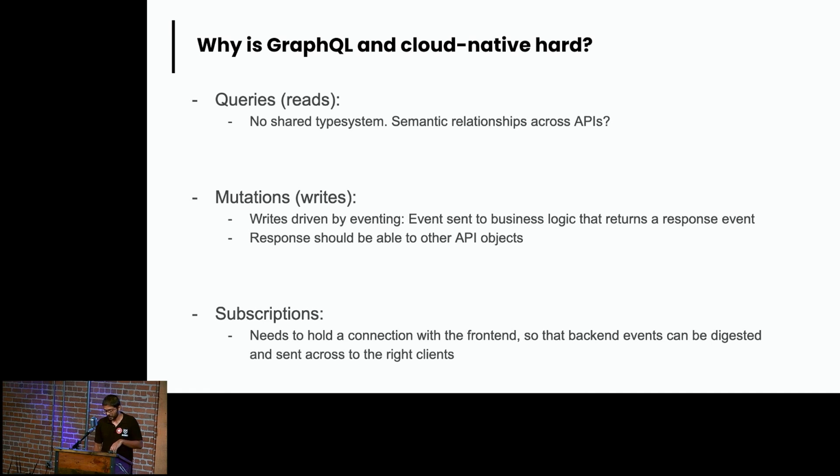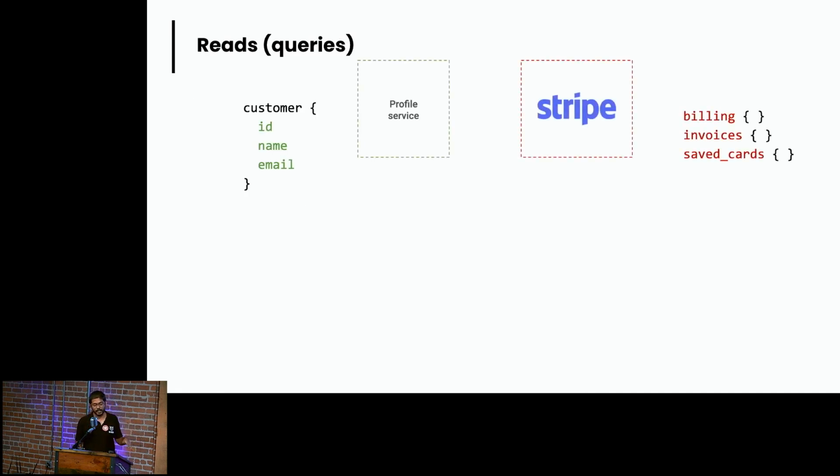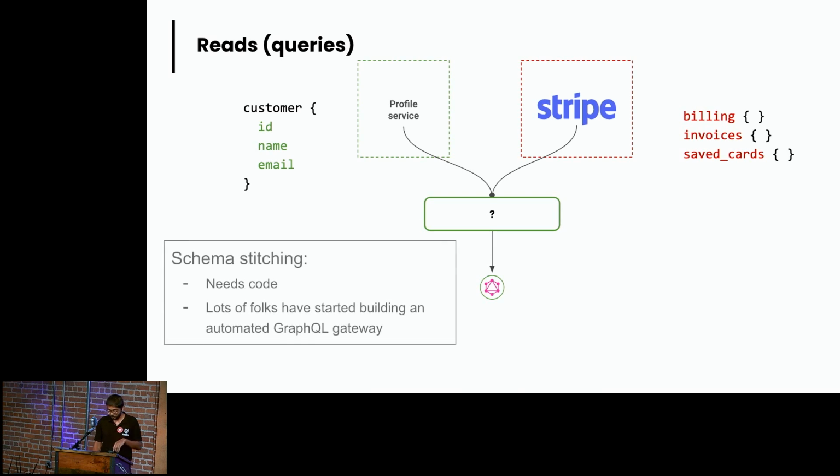All right, so to dive deeper into these with examples. Let's say you have a profile service that has a customer type, and then I'm using a Stripe API, which is not a microservice that I own, but an external service that has other information, other data, and I want to bring that together into a GraphQL API, right? How do I think about doing this?